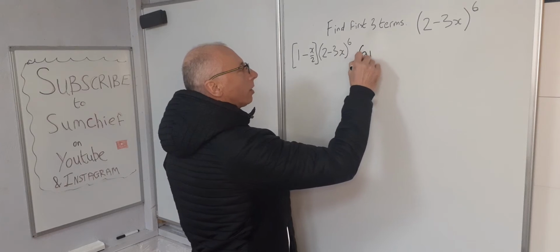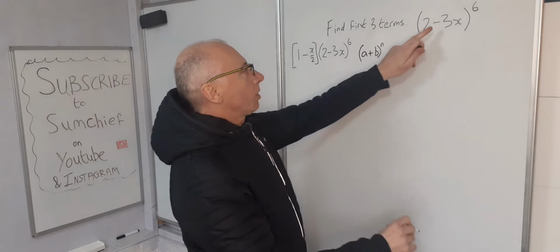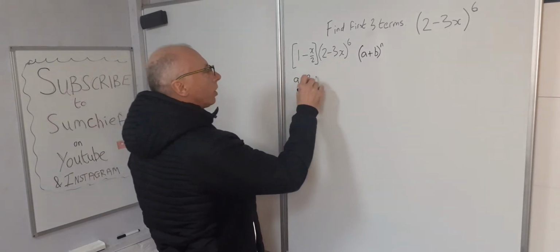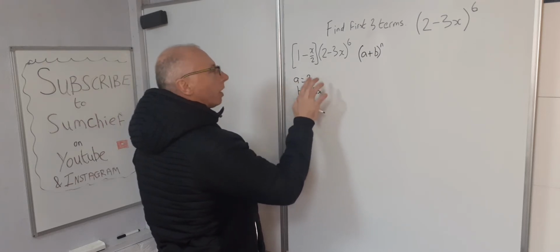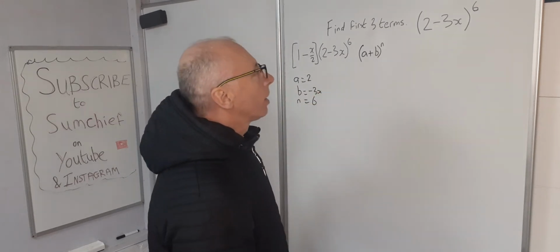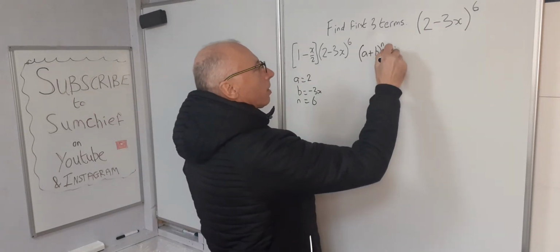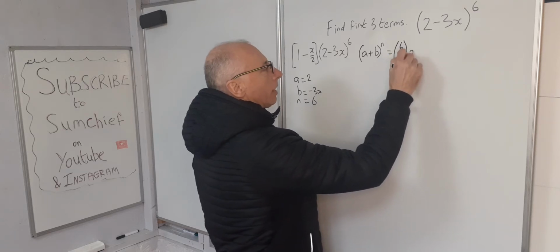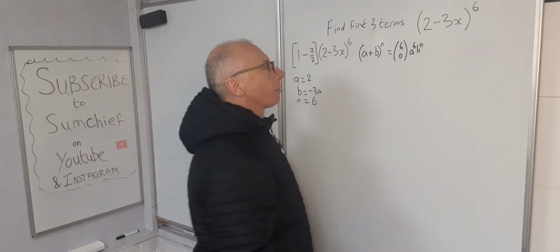So we've got (a + b)^n. Working with this, we've got a equals 2, b equals minus 3x, and n equals 6. Okay, so therefore we start off, we have n is 6, so we use 6 choose 0, a to the power of 6, b to the power of 0.